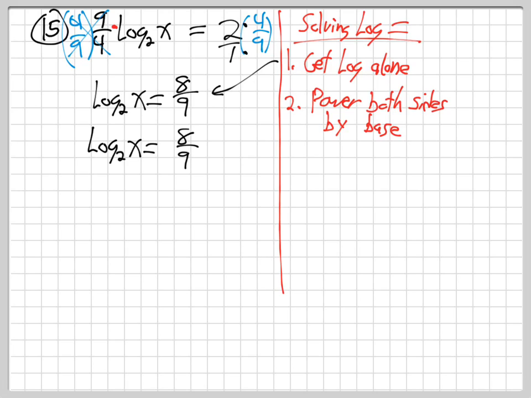So the base is 2. So power both sides by 2. These cancel because powers and logs are opposites. It's the moral of the story in this section. So what do we get over here? 2 to the 8/9. Now remember that 8/9 is in the power, right? The base is the 2. It's not 2 times 8/9. It's 2 to the 8/9 power, isn't it? That's what we're always doing. We're powering both sides, not multiplying both sides. We're powering both sides because powers are the opposites of logs.